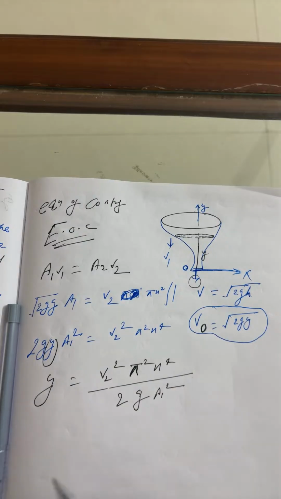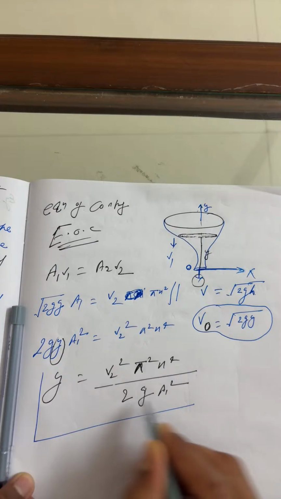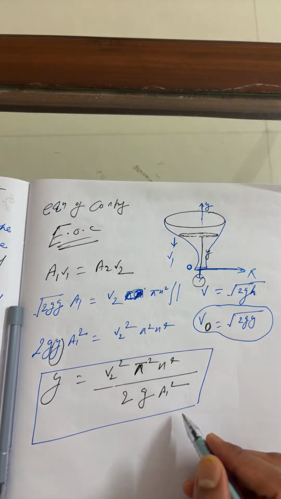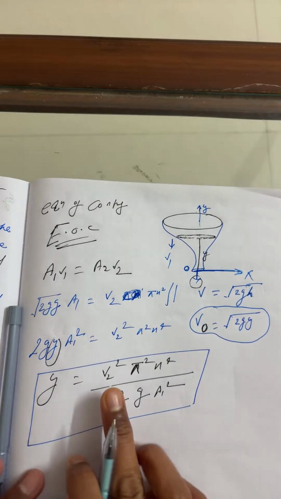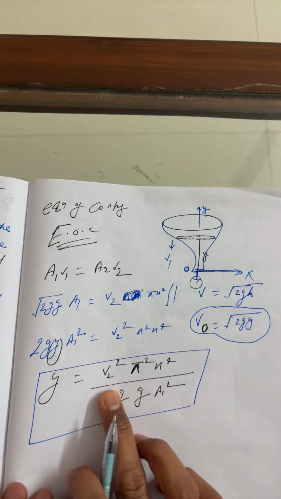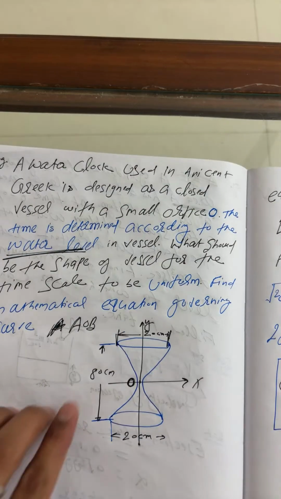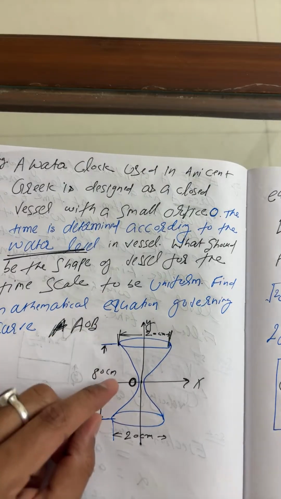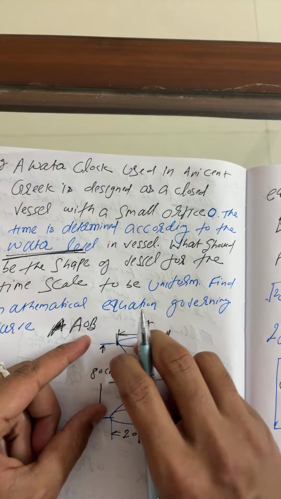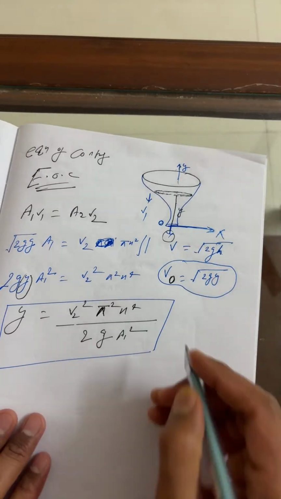They are asking to find the mathematical equation governing the curve AOB. All the data is mentioned in the question itself. What is the entire length here? The entire length is 40, so 40 each side. So we can write this, this is the equation here.